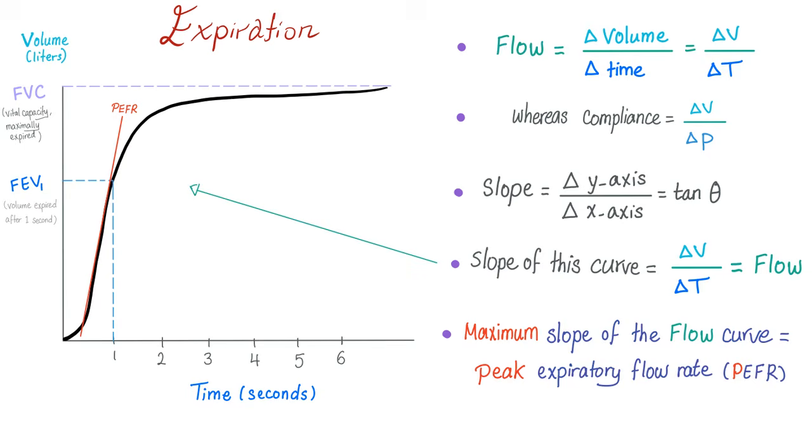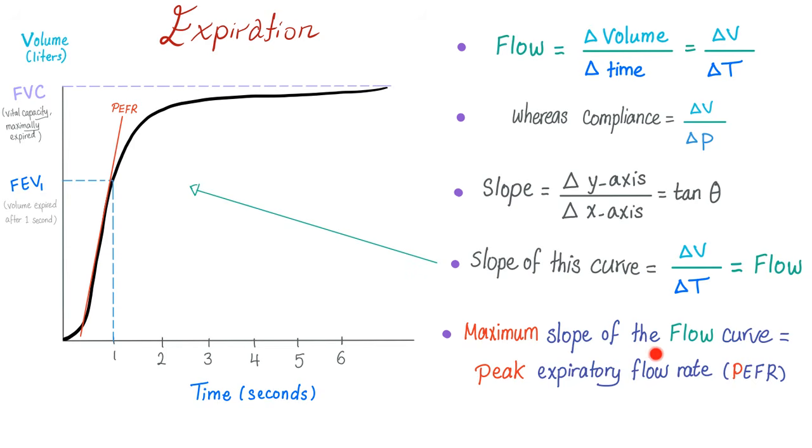Okay, flow volume loops. Here is the first type. Time is here and volume is here. Volume over time happens to equal flow. So the slope of this curve is the flow. Don't forget, compliance was delta V over delta P, not delta T. Slope, again, is delta y-axis over delta x-axis, which equals delta V over delta T, which equals flow.